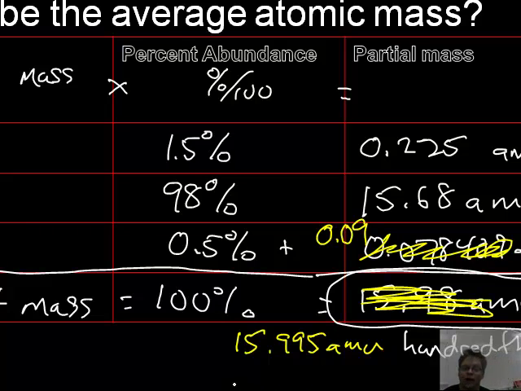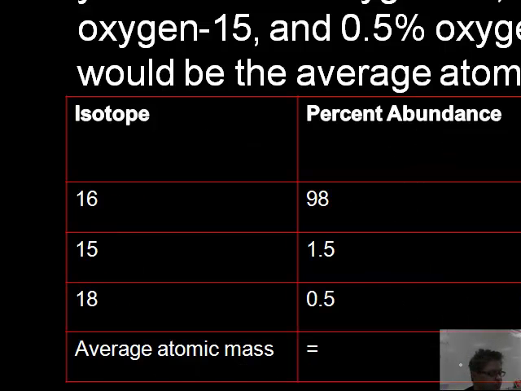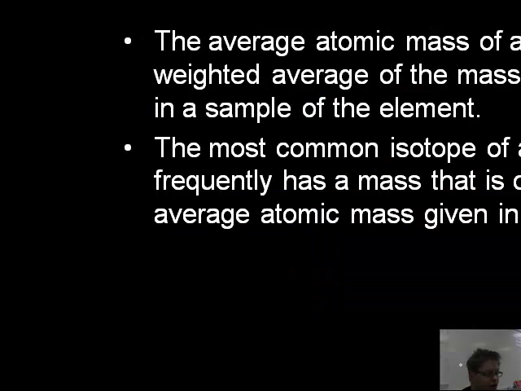Just like a normal average atomic mass problem, you gotta watch what you're doing and be careful with your calculation. So this is what not to do when you make a mistake. But you always want to go back and check it. So that's how you get the 15.995 AMU for the average atomic mass.